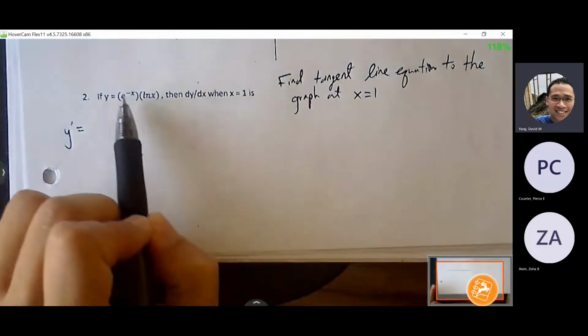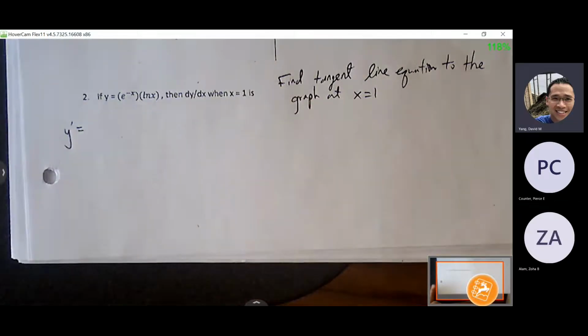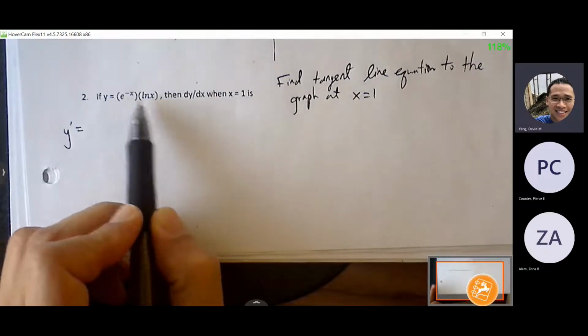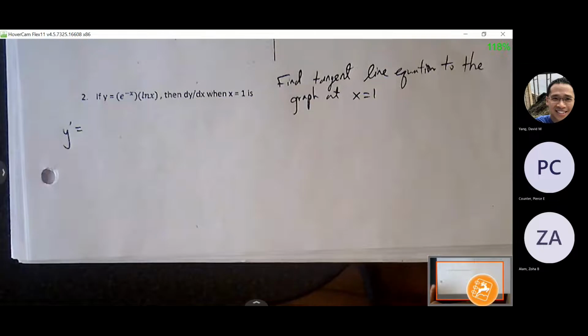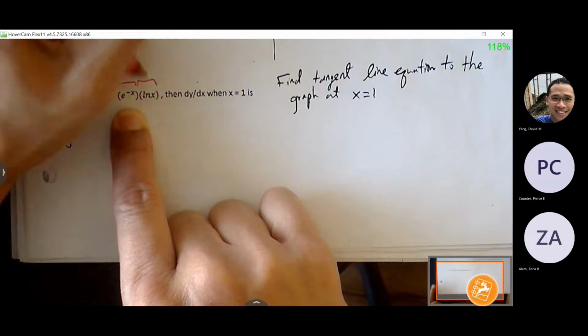If I want to find the derivative, what rule do we have to involve besides e to the u and natural log? What else do we have to involve besides e to the u and natural log? Two terms multiply, so we've got to go through what? Product rule, right?